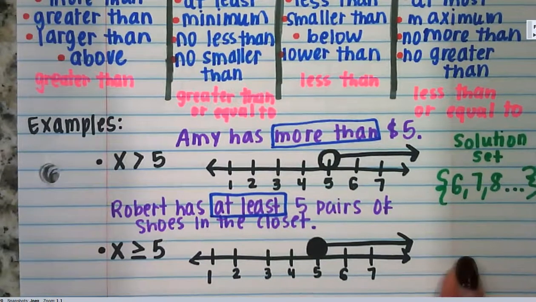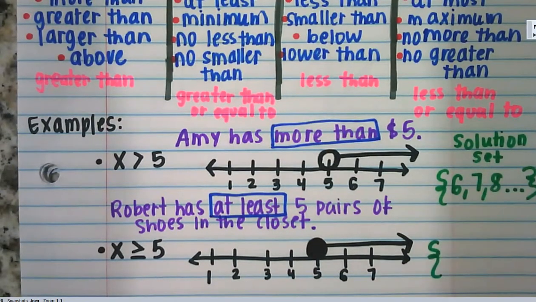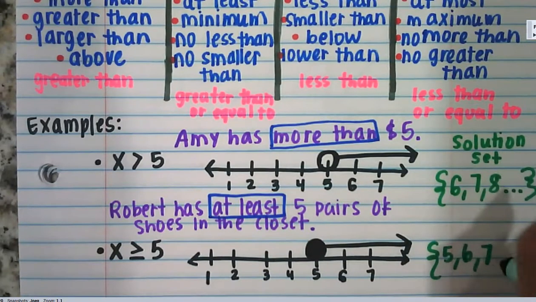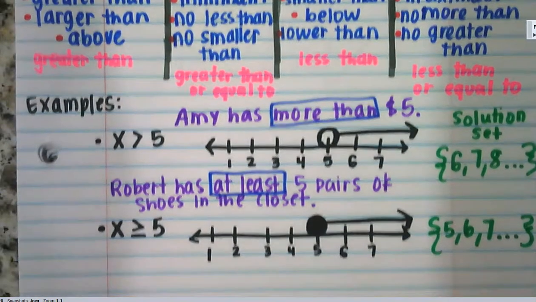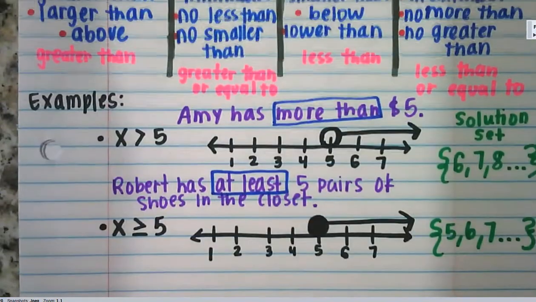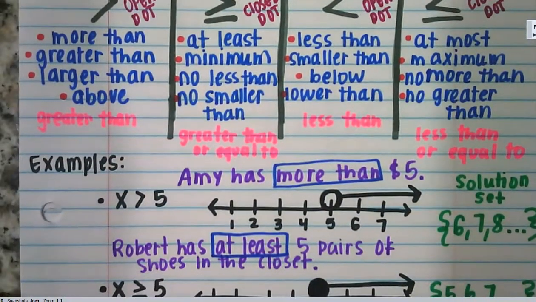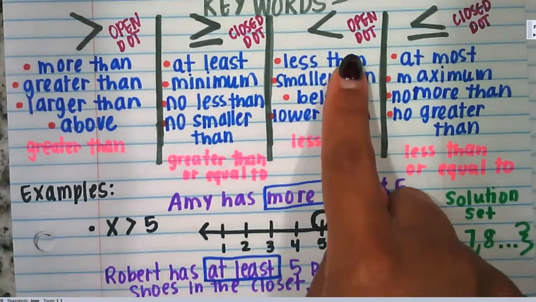So five or more. So now for this solution set, we would have the numbers 5, 6, 7, and so on. We can go on forever. We know he has at least 5 though. All right, so now let's go back up to the top of our notes. Let's take a look at the next inequality symbol that we'll be using, and that is our open dot.